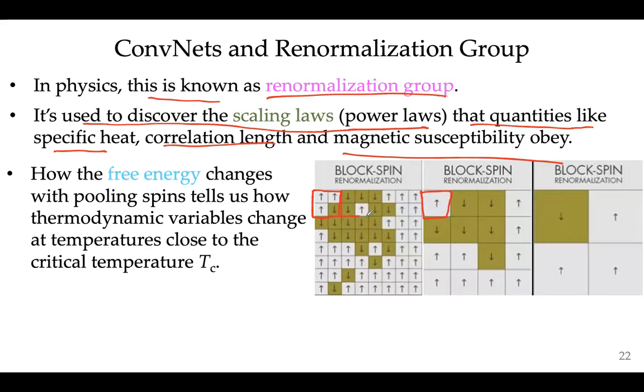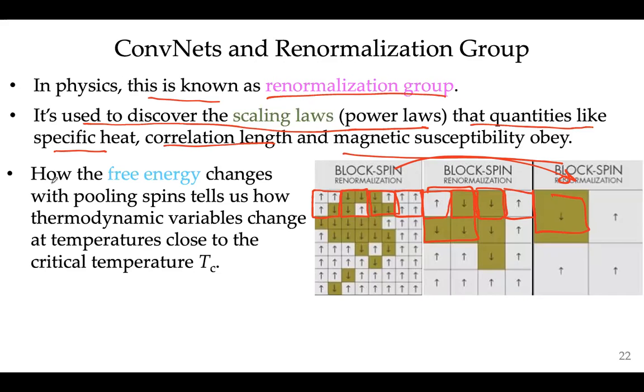For this one, this block, the majority is down, so you would say it's going to be down. For this block, the majority is again down. Here we have down. For this block, the majority is up, so it's going to be up. So you can continue like this, and then you can do it again for this block here. The majority is down, so it's going to be down, and you can continue like this. So this is the original spin system, and you reduce it to a spin system where there are only 4 spins, and you can even take the average here as well. So you are zooming out from the system.